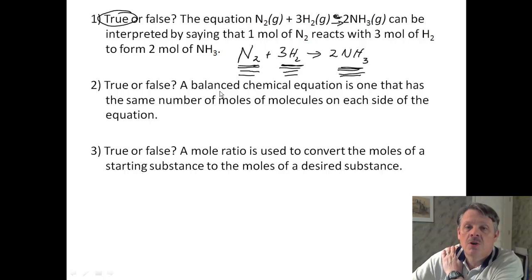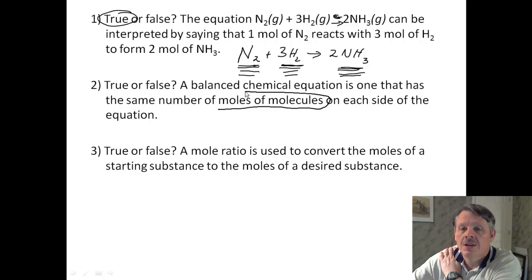Now, is it true or false that a balanced chemical equation is one that has the same number of moles of molecules on each side? No, this is definitely not correct. Look at this equation right here. Here we have 4 moles of molecules over here. We only have 2 moles of molecules over here. So this is definitely false.